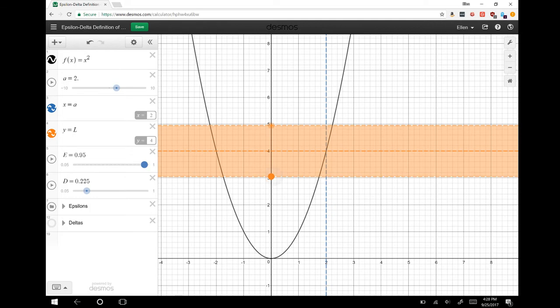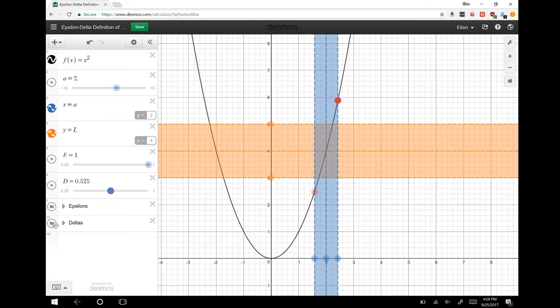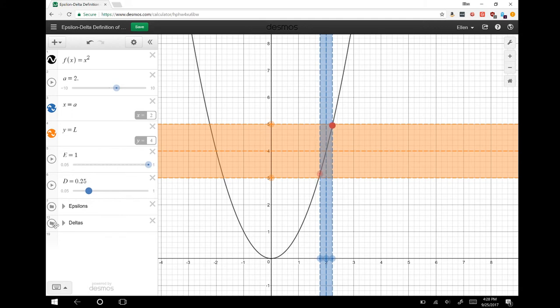So I'm going to start with a big epsilon. I'm going to start with epsilon equals 1, so I can go 1 above or 1 below. And then I have these red dots. Let me slide this blue window in and out, and these are my deltas. This delta window is this blue window here. And if I put it a little bit less. Let me get it just perfect. This is so tricky on this computer.